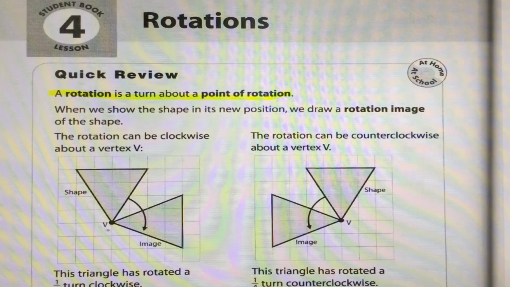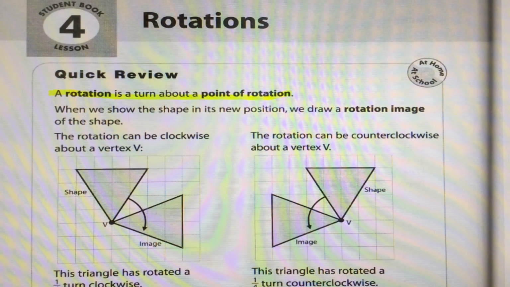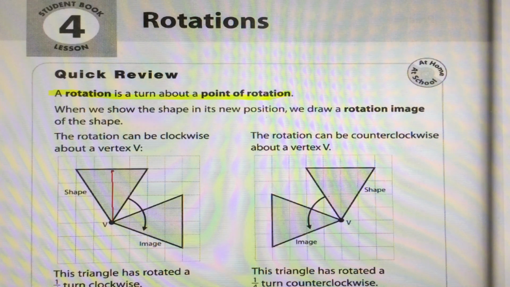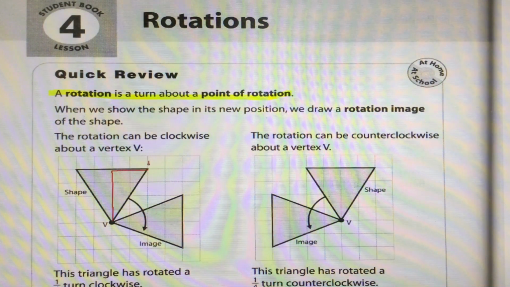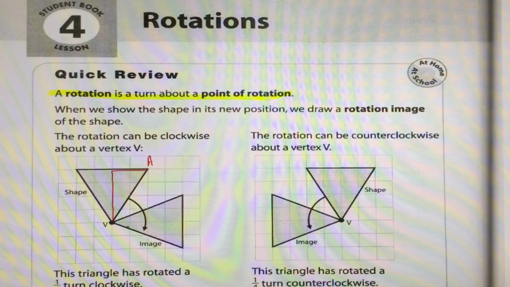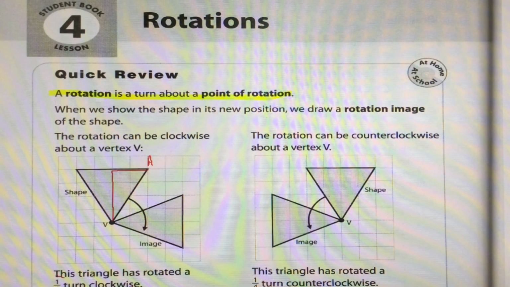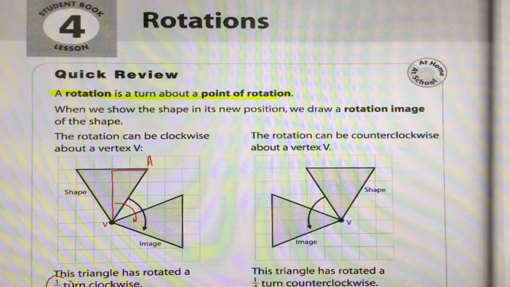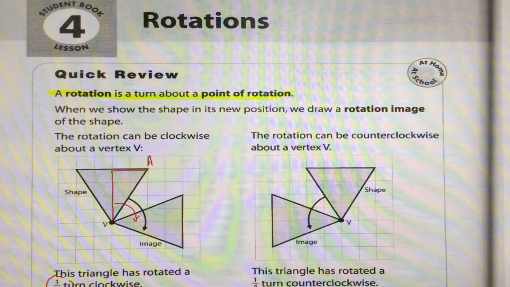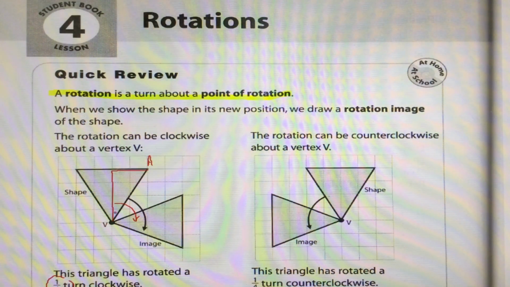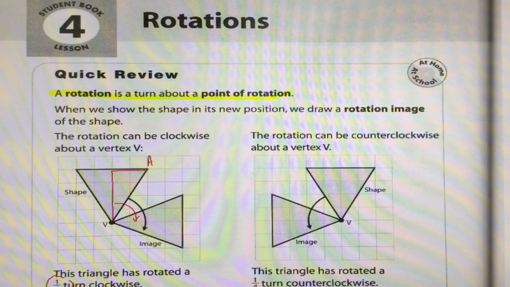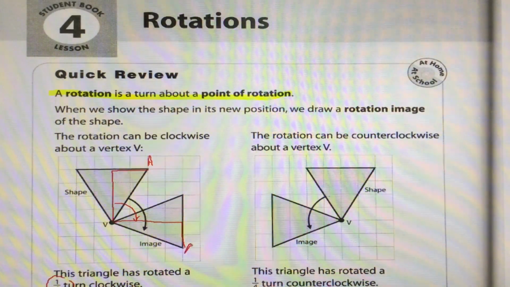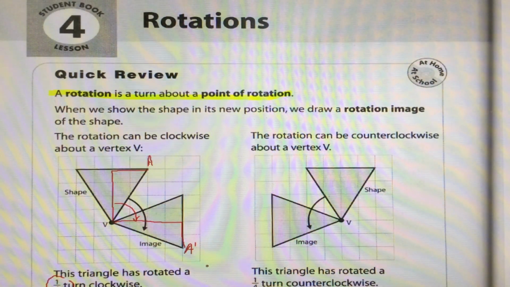So from our vertex V, if we go out like this and say we are going straight up and 2 lines over to get to point A. Now, when we rotate this 1/4 turn, we rotate that line 1/4 turn, and from V to A, we went 1, 2, 3, 4 up and 2 over. Well, we're doing the same thing. We're going 4 this way and 2 over. This becomes point A prime.